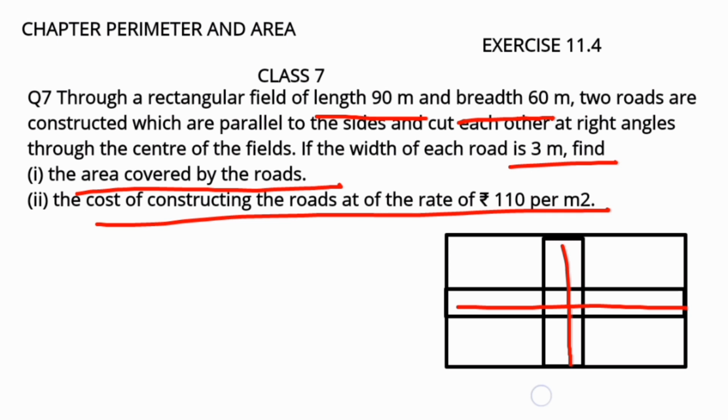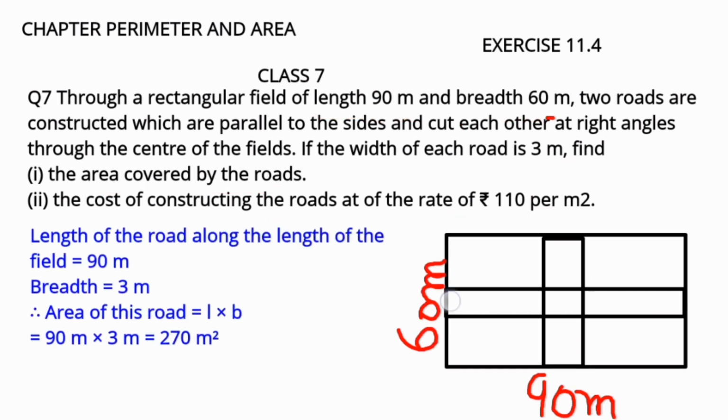What are the measurements of the rectangular field? 90 meter length and 60 meter breadth. So now let's calculate the area of roads. Calculate the area of the road which is parallel to the length. So this one road. The length of the road will be 90 meters, same as the length of the rectangular field. Now breadth is given to us, 3 meter.